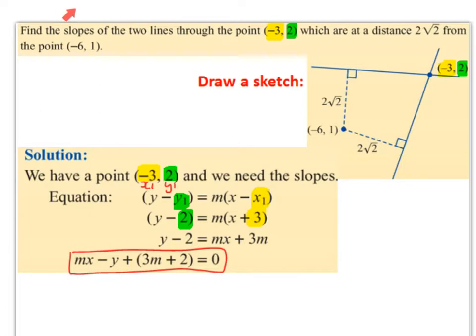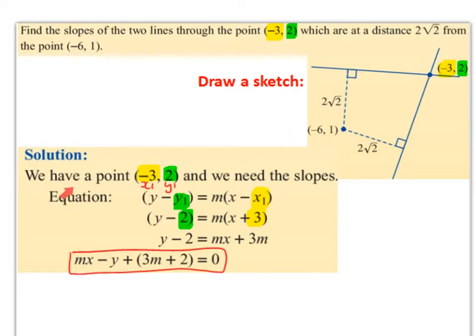So we want to find the slopes of the two lines. We want to find the slope of this line and the slope of this line. So we have a point minus 3, 2, and we need the slopes. So here's a point on both of the lines. Now we need to find the slopes.